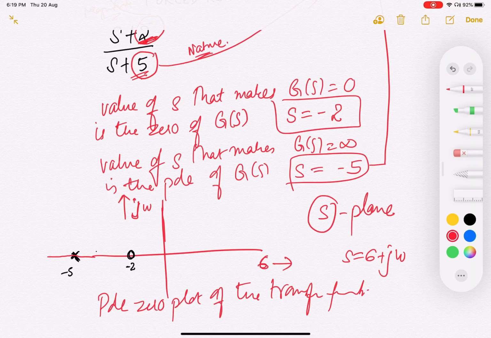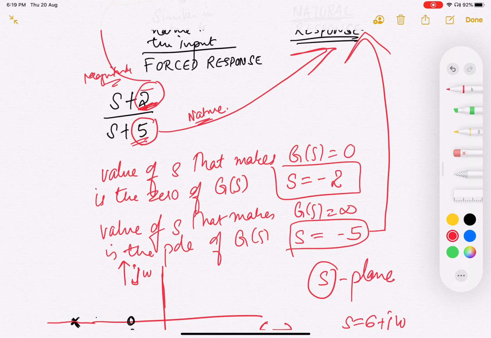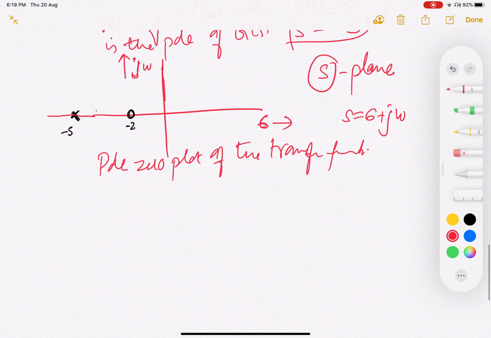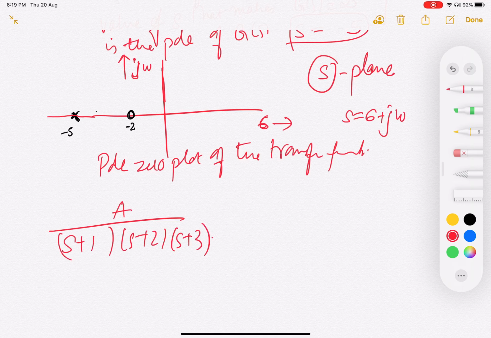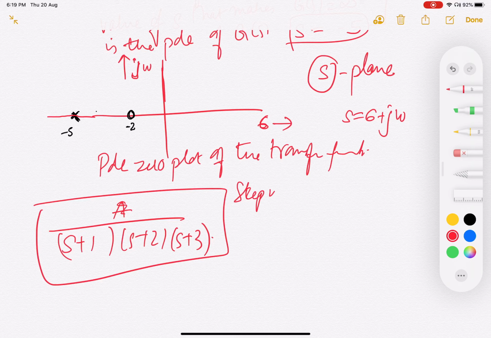So why is this important? Because immediately, without even solving for the transfer function and the response, we would know what terms are going to be in the response, right? So for example, you have something like A divided by (s plus 1)(s plus 2)(s plus 3), where A is some constant, right? And you are subjecting this system to a step input, so R(s) is equal to 1 by s.